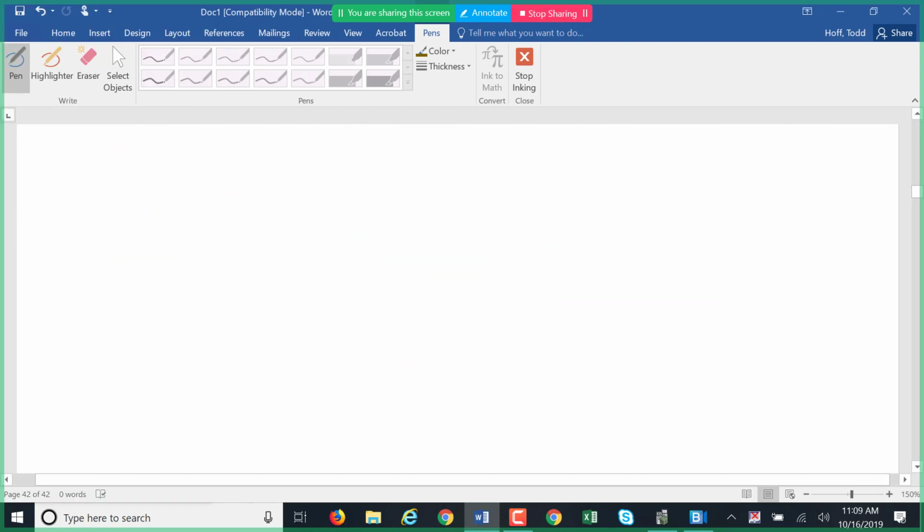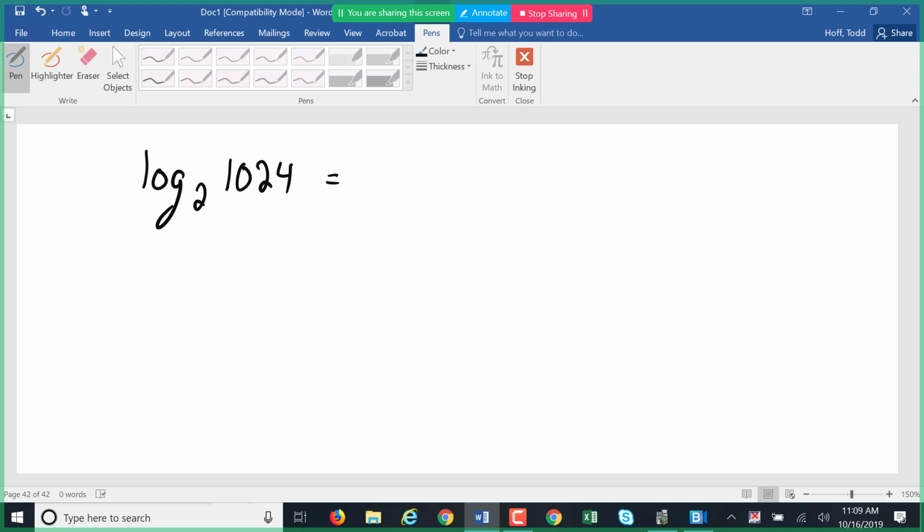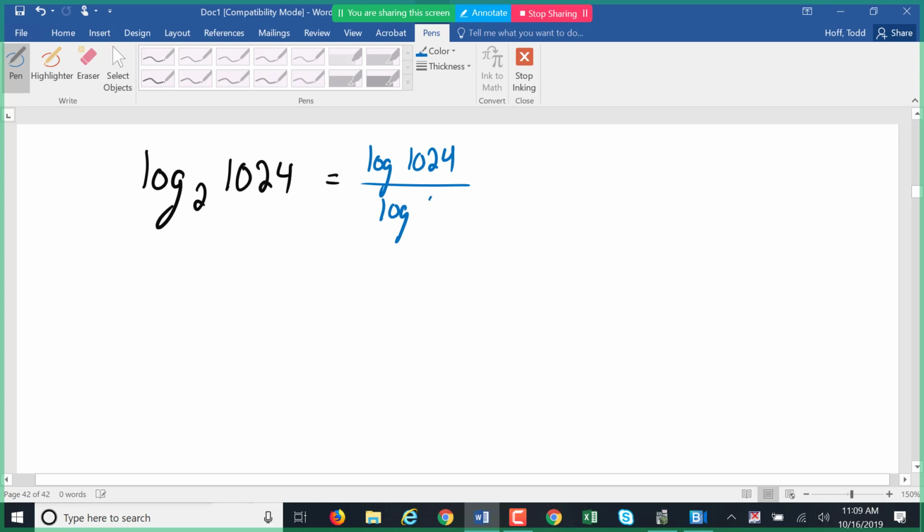So in your calculators, if you have them available, I want you to calculate for me log base 2 of 1024. Did you get 10? Perfect. Log base 2 of 1024 is 10.